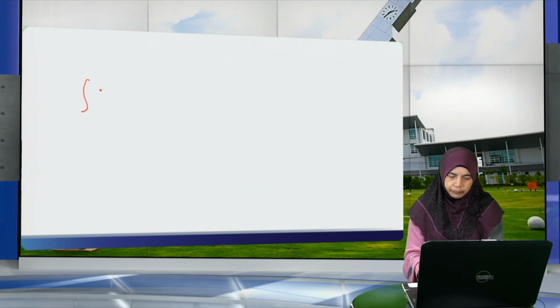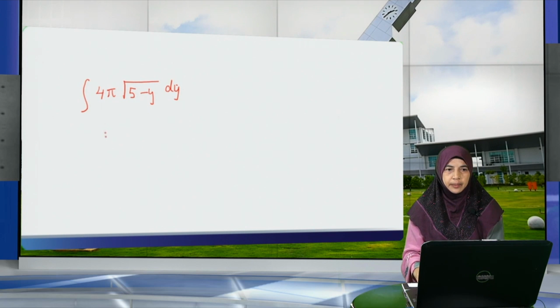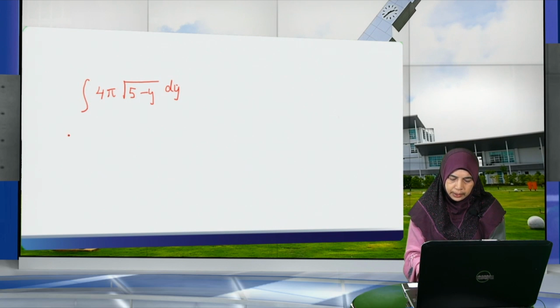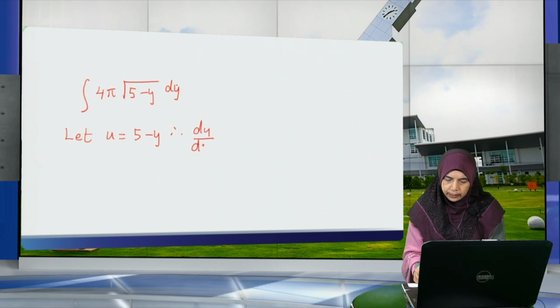That means the integration of 4 pi of square root of 5 minus y dy. I'm not going to put the limits yet here, but what I'm going to do now is to let u be 5 minus y, so that when I find du/dy, I'll just get minus 1.